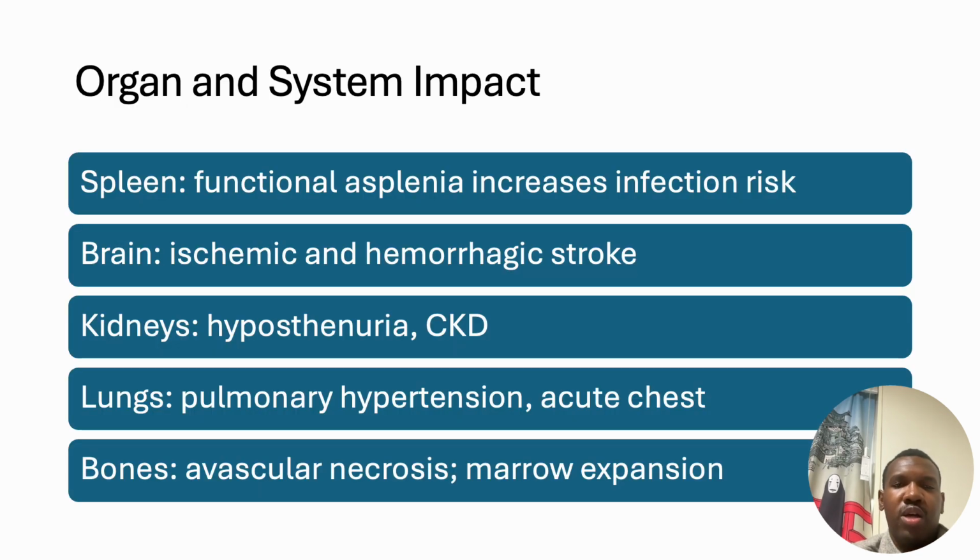The organ impact is widespread. The spleen gets damaged early, which raises the risk of serious infections. The brain can be affected by both ischemic and hemorrhagic strokes. The kidneys lose their ability to concentrate urine and may eventually fail. The lungs can develop pulmonary hypertension, which limits activity and shortens lifespan. And even the bones and joints suffer. Repeated poor blood flow leads to avascular necrosis and chronic pain.